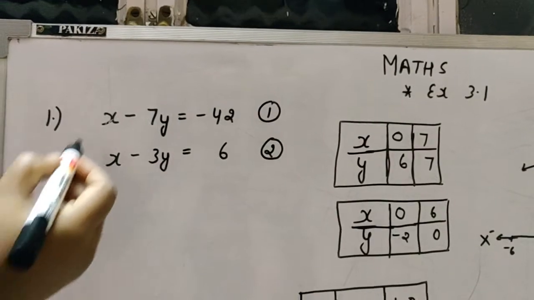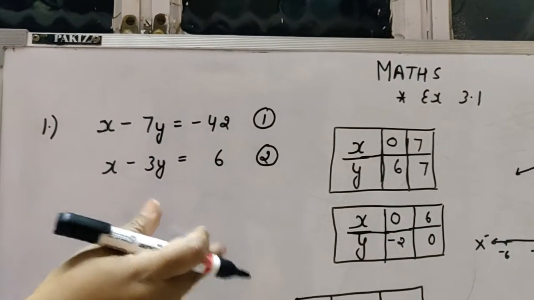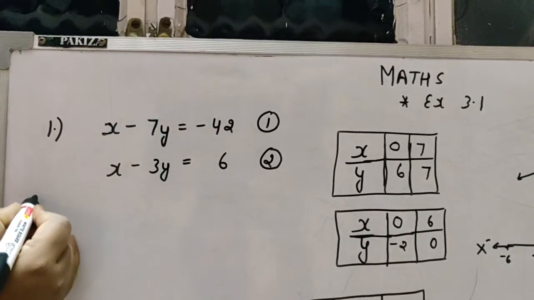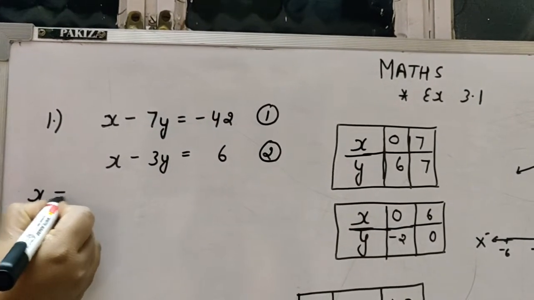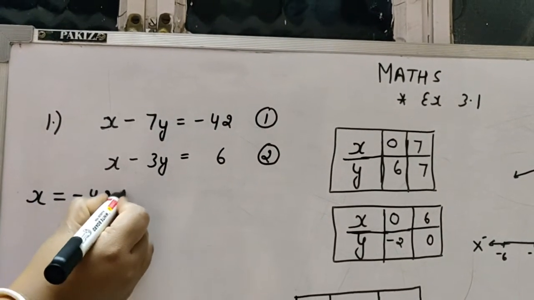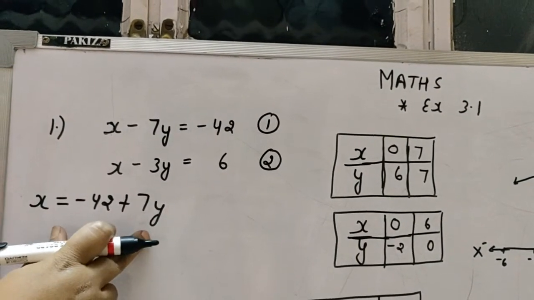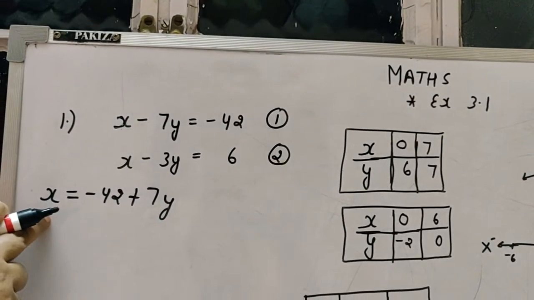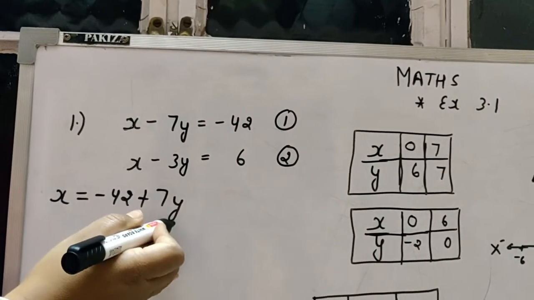Now what you have to do, in 9th class you have already done this, for both the equations you have to find the solutions. I hope you all know how to find the solution. For example, take equation 1: x minus 7y is equal to minus 42. So you can write x is equal to minus 42 plus 7y. Now in place of y you put any value, and for any value of y you will get the value of x.